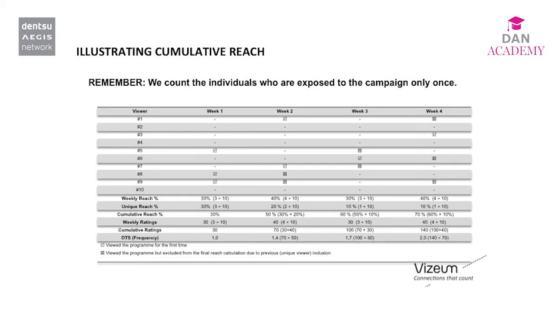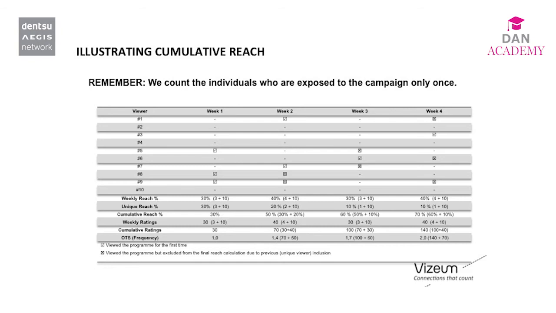So in the chart in front of you, you have a 4-week campaign, and you have a hypothetical 10 potential viewers. In week 1, you can see that 3 viewers actually saw the commercial. So your weekly reach would be 30%, which is 3 out of 10. Your unique reach is obviously 30% because only 3 people have seen it. Your cumulative reach remains at 30%.